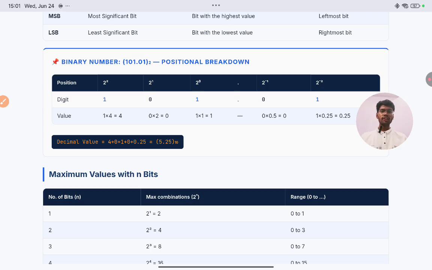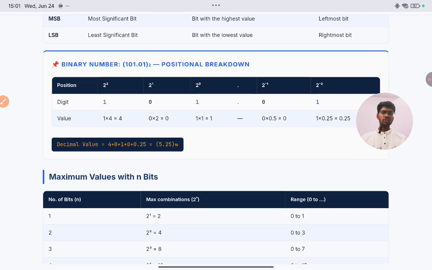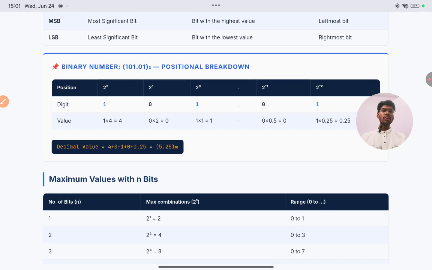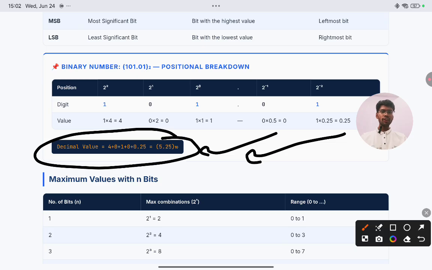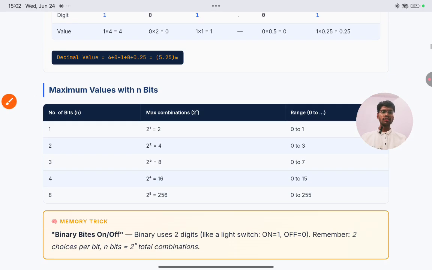1 into 2 square is 4, then 0 into 2 is 0, 1 into 1 is 1, then 0 into the inverse of 2, which is 0.50, is 0, and 1 into the inverse of 2 square, 0.25, is 0.25. Add it up: 4, 0, 1, 0, and 0.25. It becomes 5.25 in base 10. This is binary to decimal conversion happening here. You have to understand this. Later we'll be discussing that.